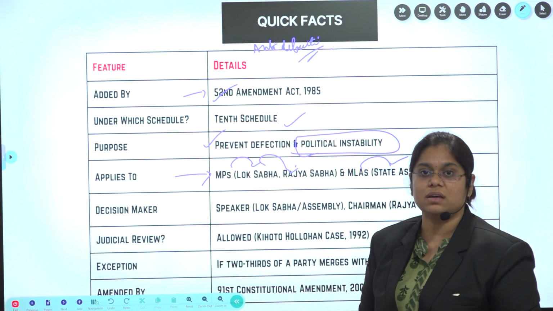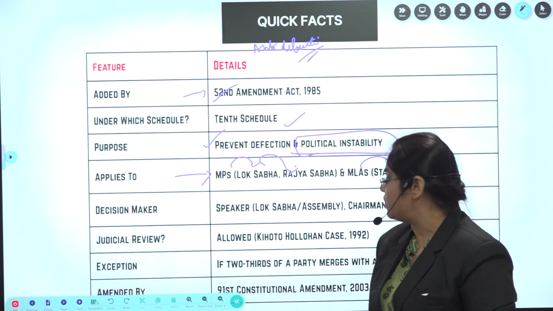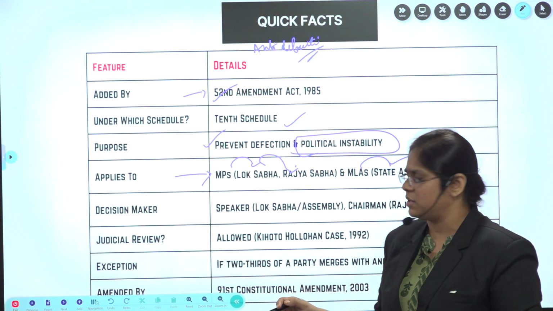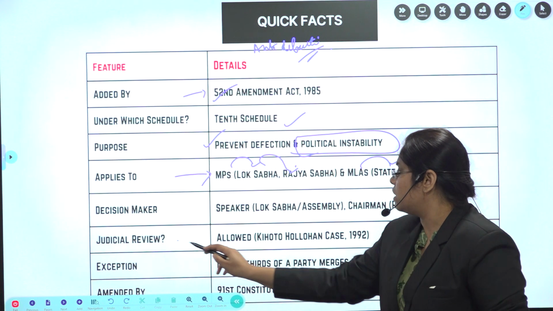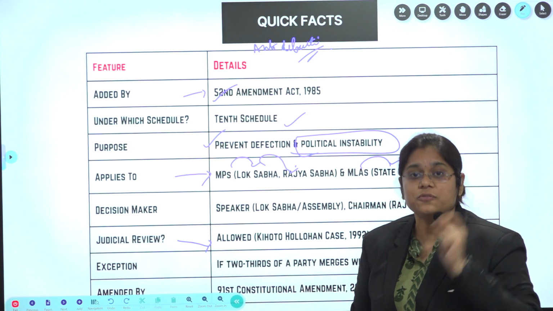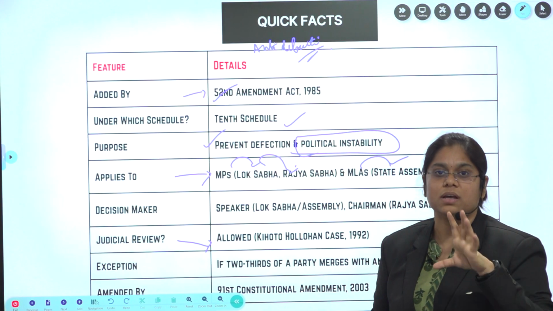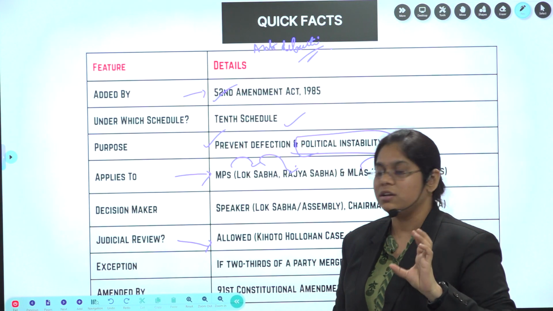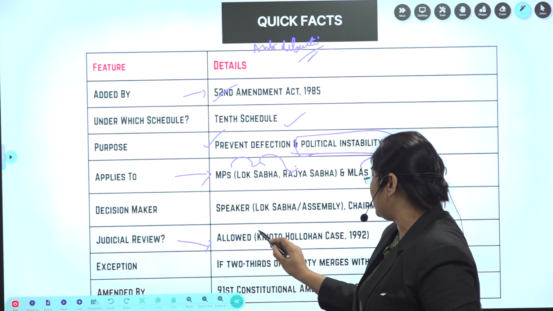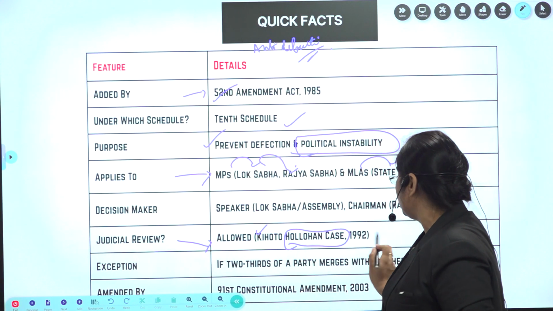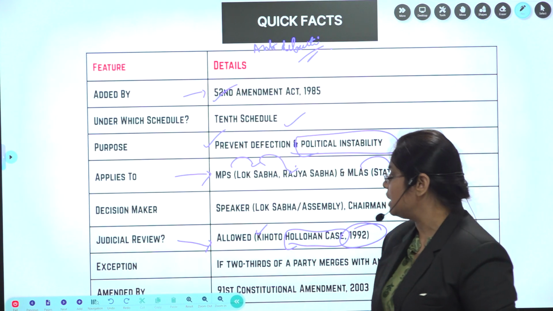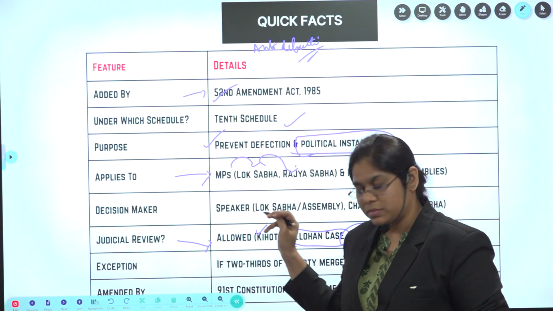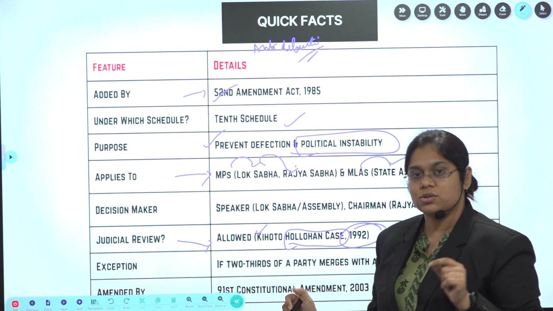And who is the decision maker? Speaker of Lok Sabha and Chairman of Rajya Sabha, and Speaker of the Assembly also. Okay. Now, judicial review. Yes, it is allowed. The judiciary can review it. It was allowed in the Kihoto Hollohan case in the year 1992. Right? Before that there was no judicial review. From this case onwards, there is judicial review.